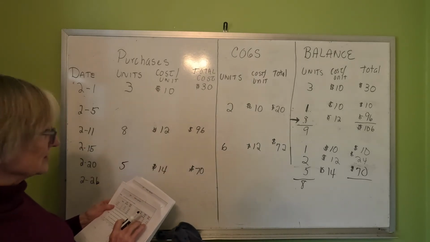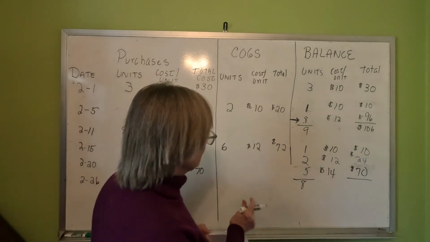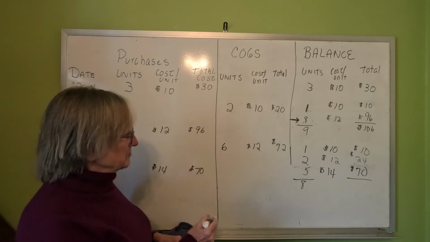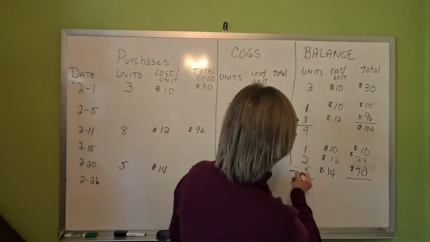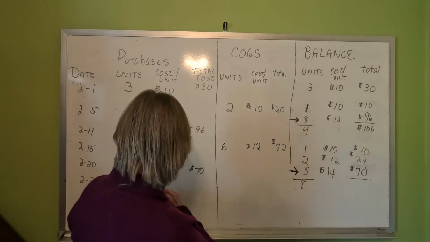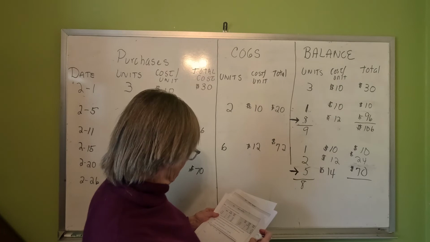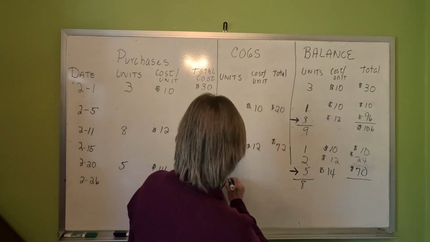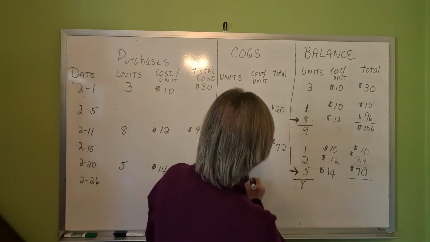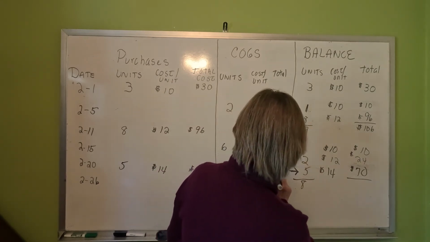Okay, so now we're up to the 26th. And on the 26th, we sell 3 units. So the question is, which ones do we sell? And it's going to be last in, first out, so it's going to be the most recent layer of inventory. That's going to be our cost of goods sold. So if we've sold 3 on the 26th, it's going to be 3 at 14 that we sell.